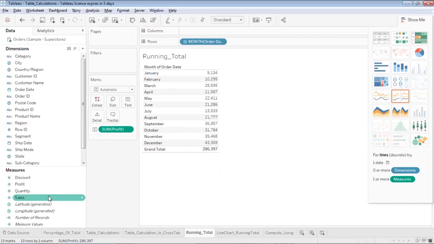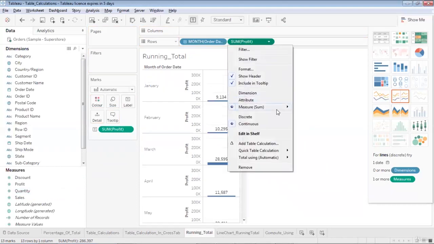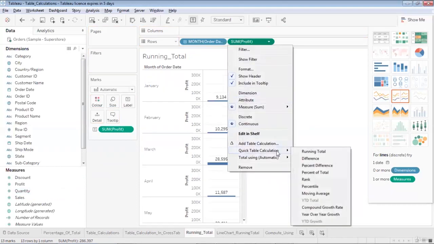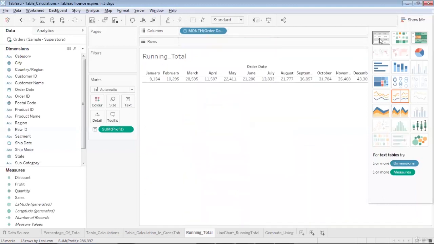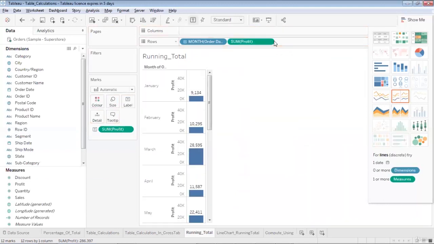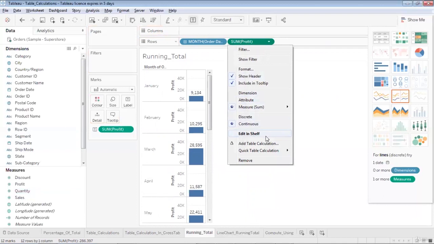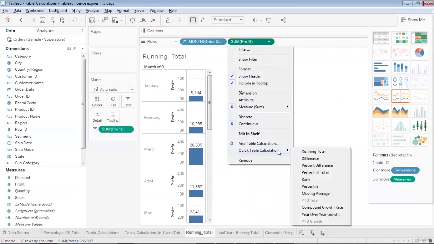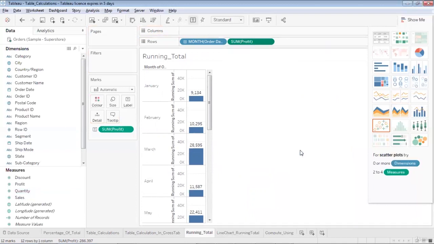Now I'm placing the profit over here again. This profit, I'll say that this should be my quick table calculation. Just a second, I'll convert it over here. I'll place the profit over here. You see that the visualization has changed a bit. Straight away over here, go into the drop down, go to quick table calculation, show running total. So you see running totals over here.